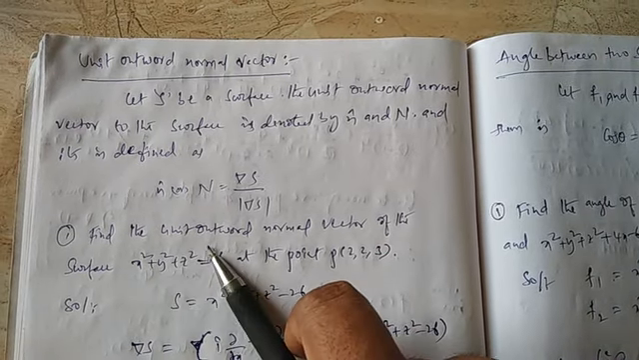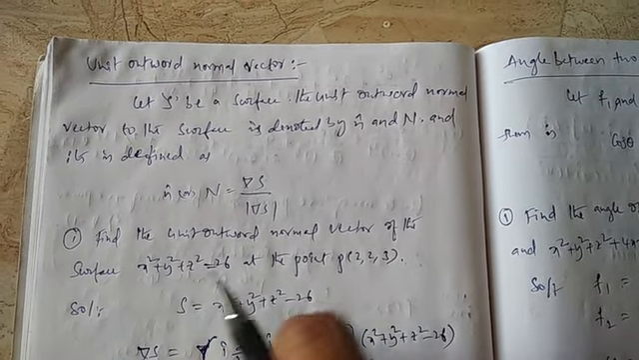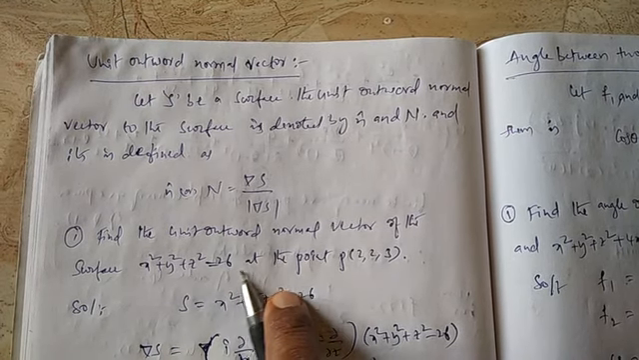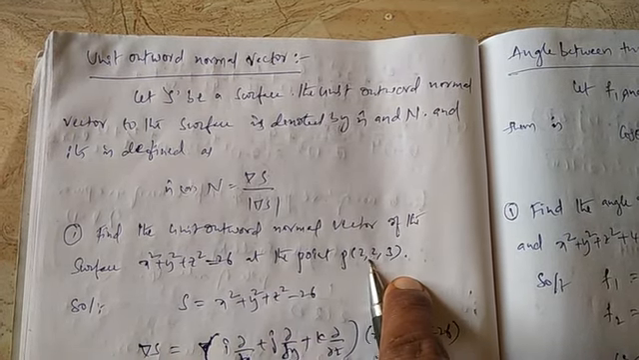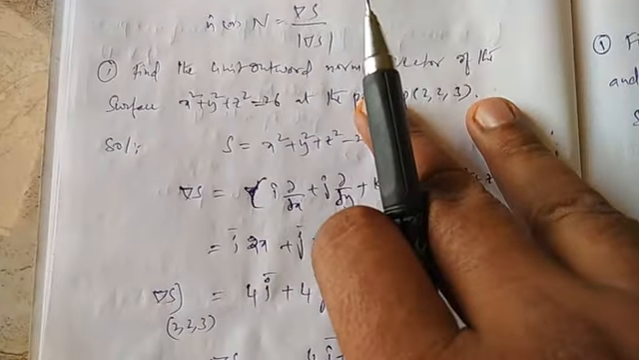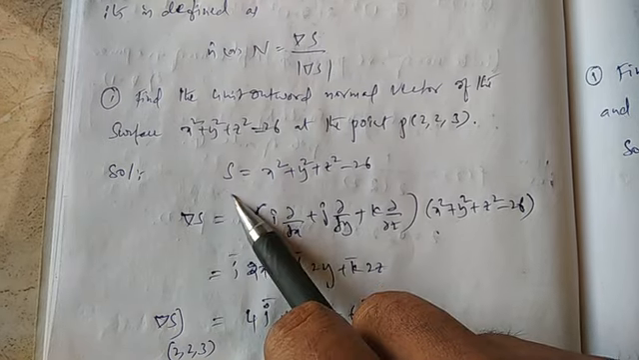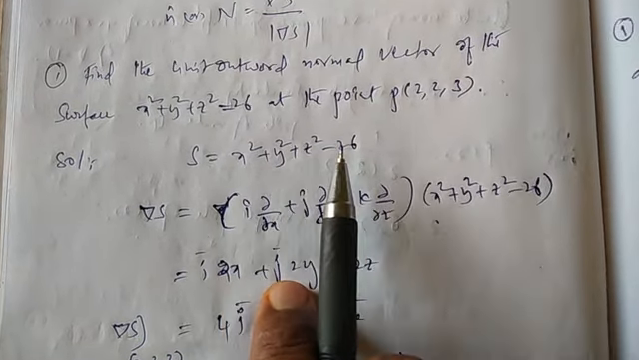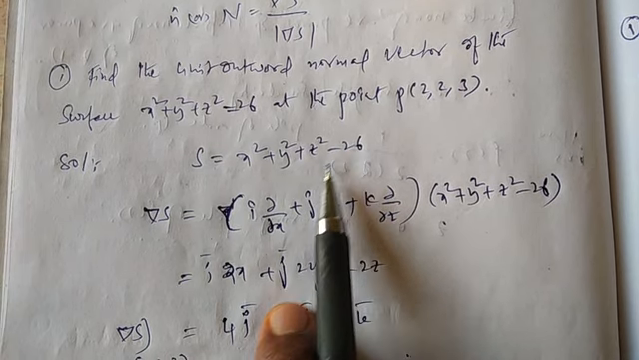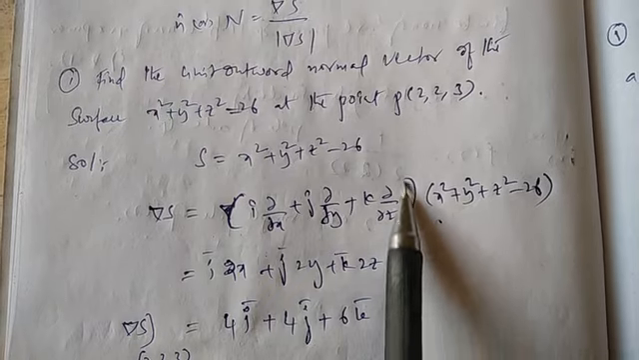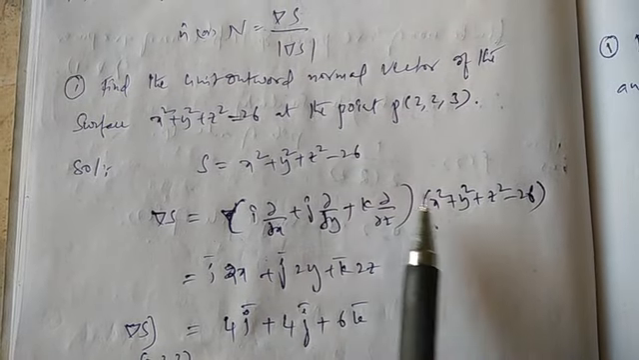Find the unit outward normal vector of the surface x square plus y square plus z square equal to 26 at the point P of 2, 2, 3. Okay. Now the given S is x square plus y square plus z square minus 26. Now del S is the del operator, the differential operator.